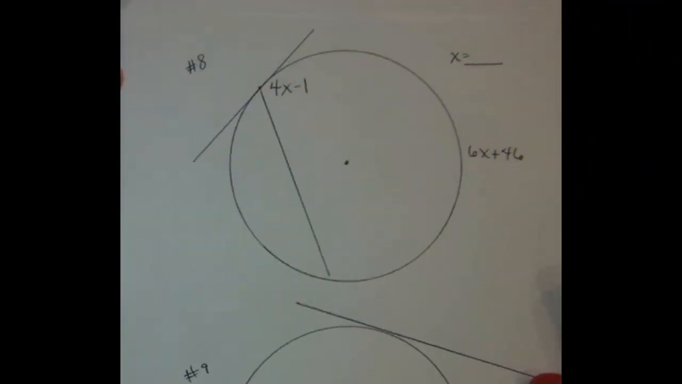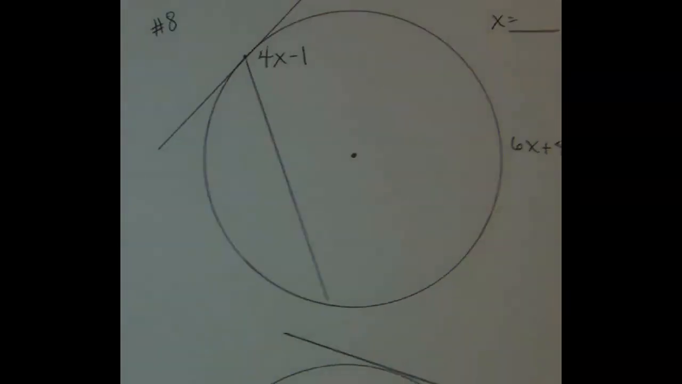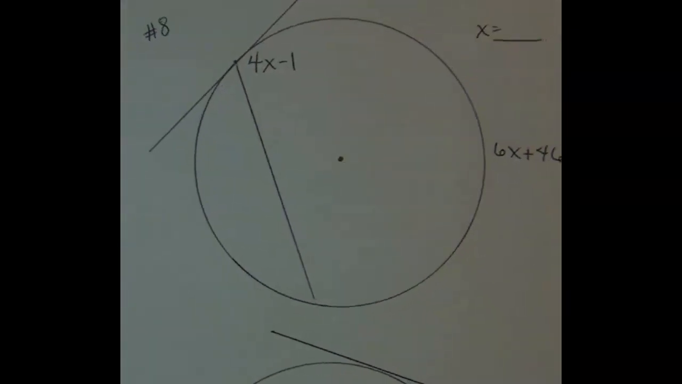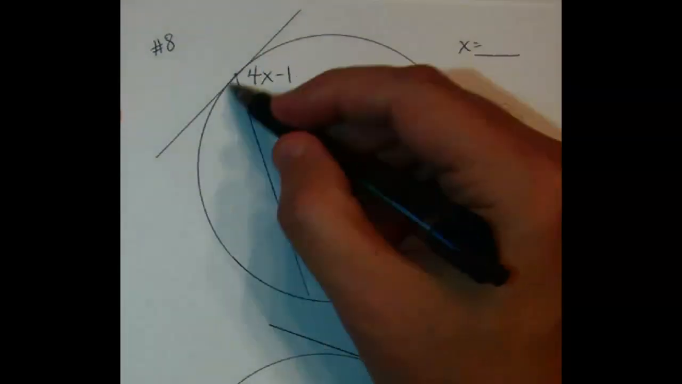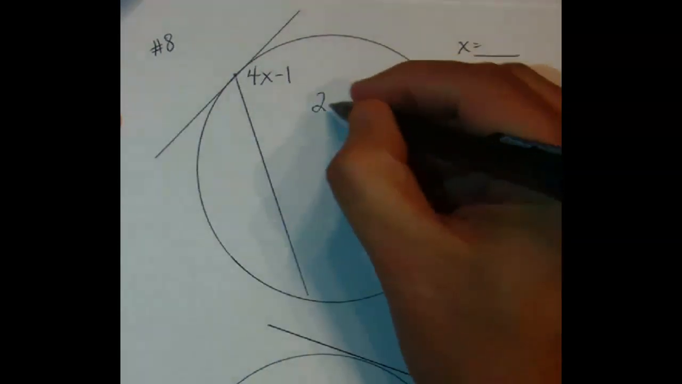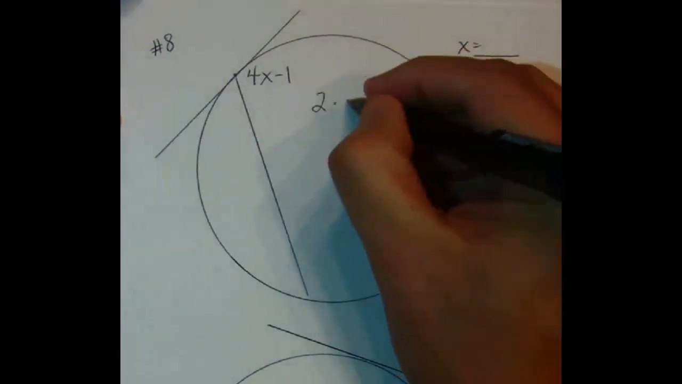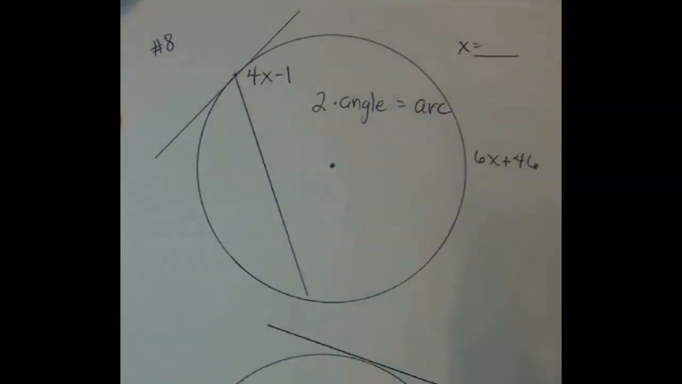Number 8. Alright, this is going back to the first formula, except now we're going to use a little bit of algebra with it. Alright, let's see what we have here. We have our angle and our corresponding arc. So remember, 2 times the angle, or angle times 2, is equal to the arc.